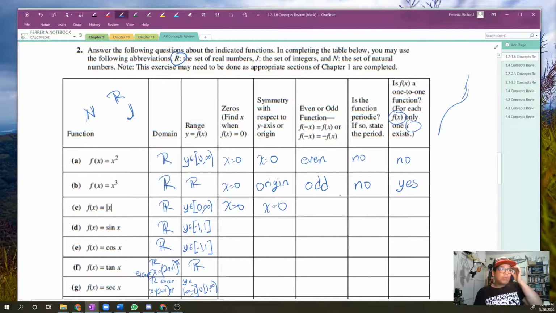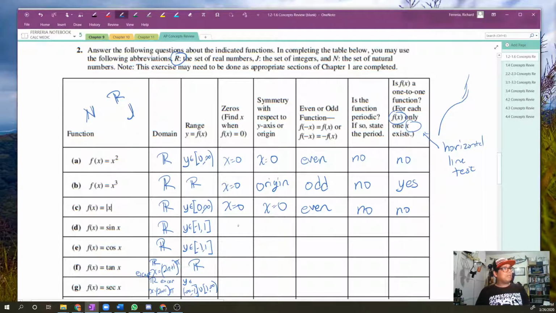Is this even or odd? The left side looks just like the right side, so this is an even function. Is the function periodic? No. Is it one-to-one? No. One-to-one, you might want to think about that as the horizontal line test. So this fails the horizontal line test, so no.